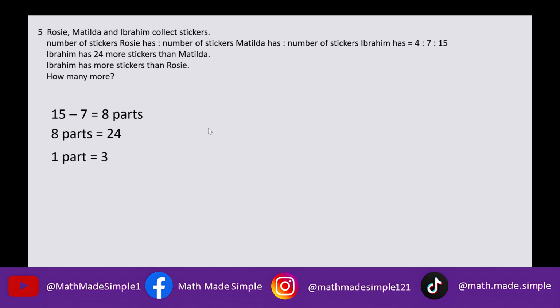And I have to find out how many more he has than Rosie. So first of all, I will find how many more parts he has. That's 15 minus 4, which is 11. I know 1 part equals 3 stickers, so I'll do 11 times 3, which is 33. So he has 33 more stickers. And that's the answer.